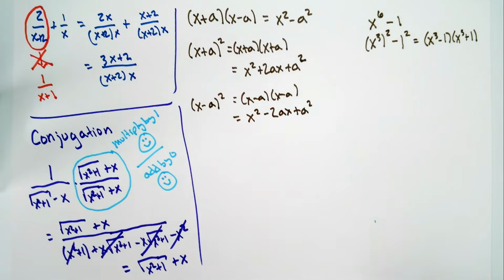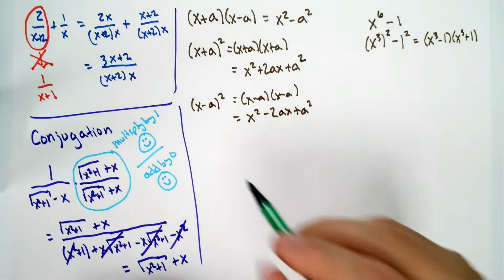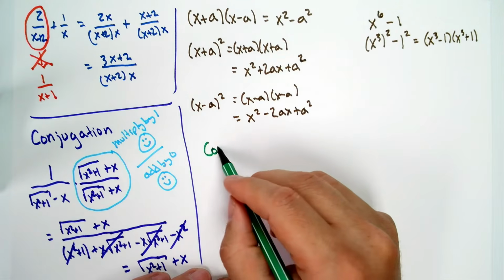Because in many cases we have to learn how to handle a square root, and oftentimes the best way to handle a square root is to get rid of it by using things like perfect squares. All right, so one of the things that we can do is a process called completing the square.